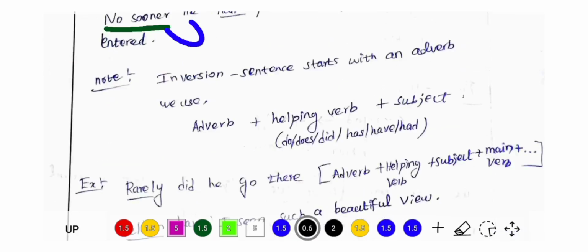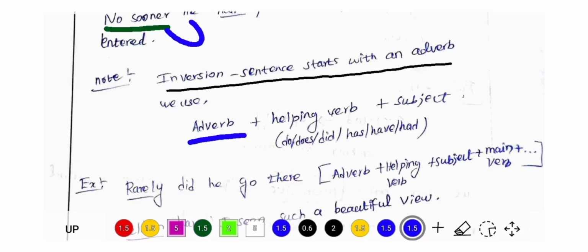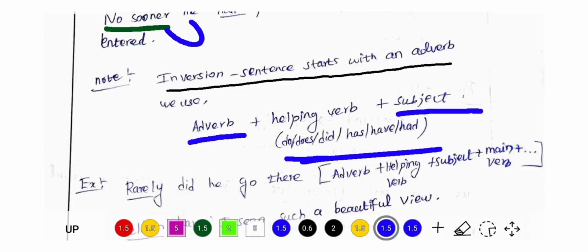When a sentence starts with an adverb, the sentence is called an inversion sentence. An inversion sentence starts with an adverb. Adverb plus helping verb do, does, did, has, have, had, followed by subject. The inversion sentence looks like adverb followed by helping verb followed by subject. Adverb plus helping verb plus subject.